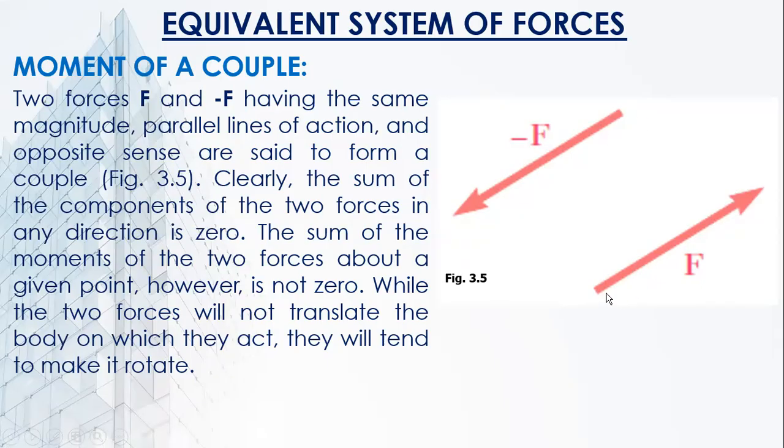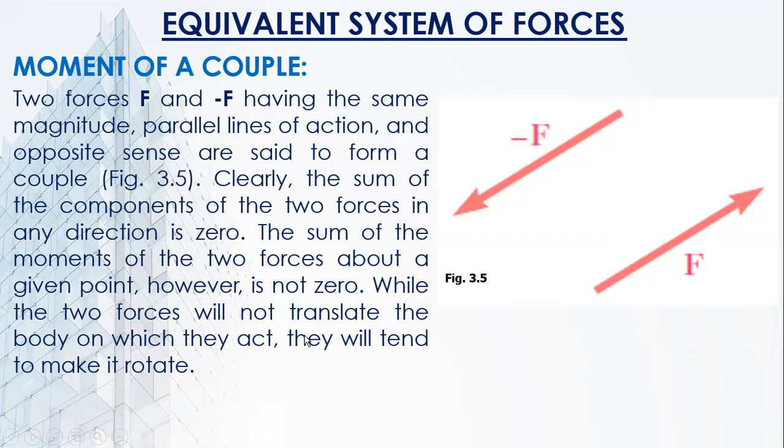Clearly, the sum of the components of the two forces in any direction is zero. If you want to get the x component of this force, it is directed to the right, and the other is directed to the left. Also with y: the y component is directed upward for this one, and downward for the other. Equal in magnitude, so they just cancel out. So the sum of the components of the two forces is always equal to zero. The sum of the moments of the two forces about a given point, however, is not zero. So only the components sum to zero, but the moment is not zero.